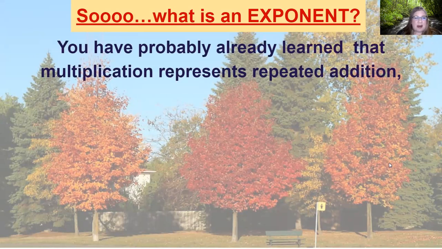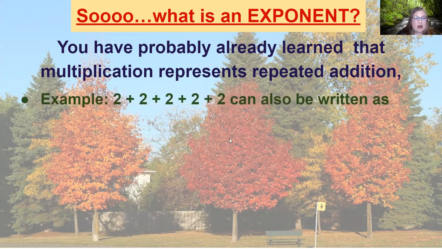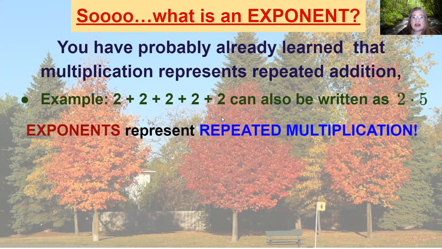So you've probably learned that multiplication represents repeated addition. In other words, if you have the problem 2 plus 2 plus 2 plus 2 plus 2, you can also write that as 2 times 5. You're taking 2 and you're adding it 5 times. So multiplication is the repeated addition. Well, exponents are just the step up of that. They're repeated multiplication. So multiplication is repeated addition. Exponents are repeated multiplication.